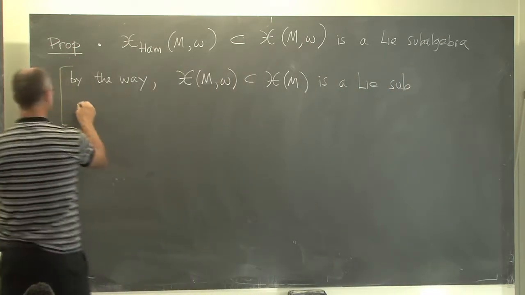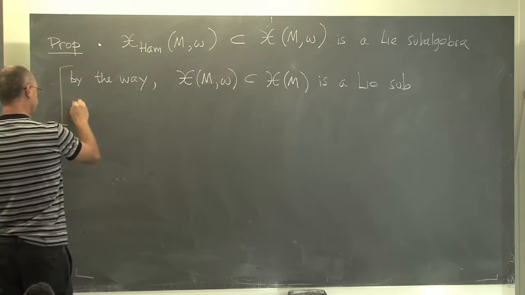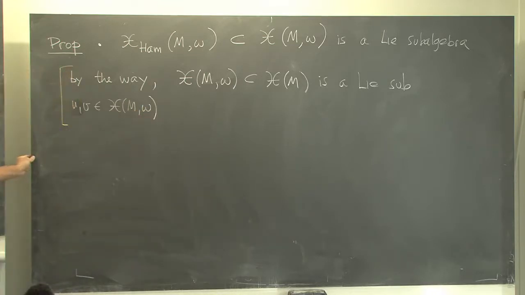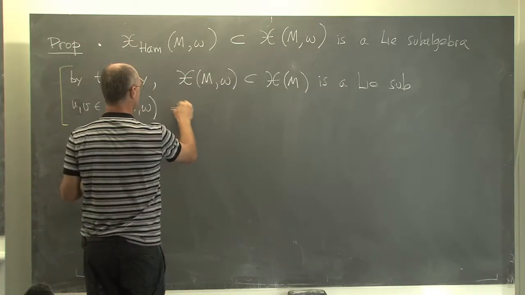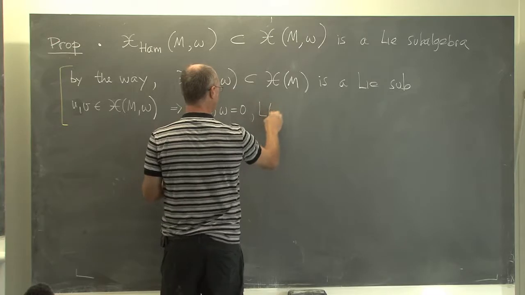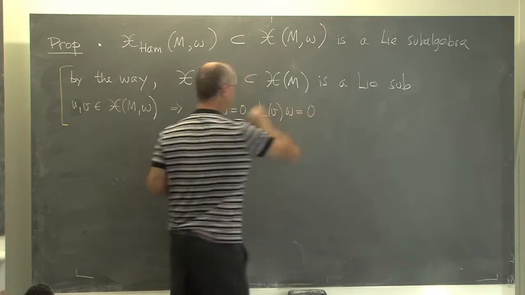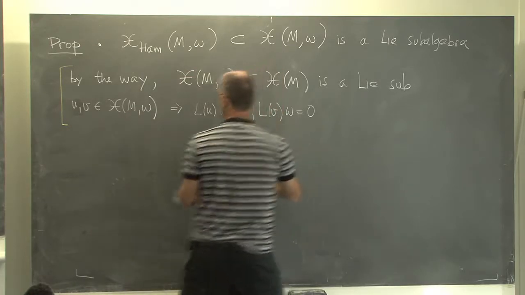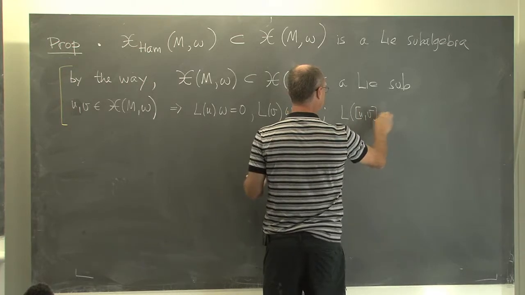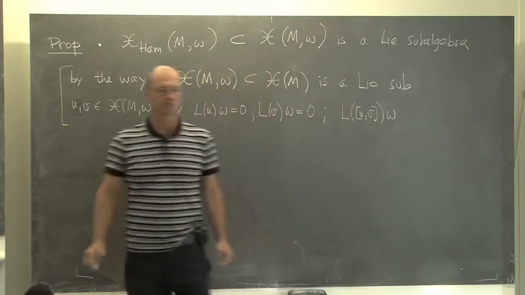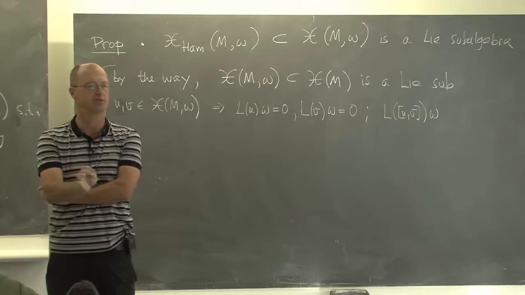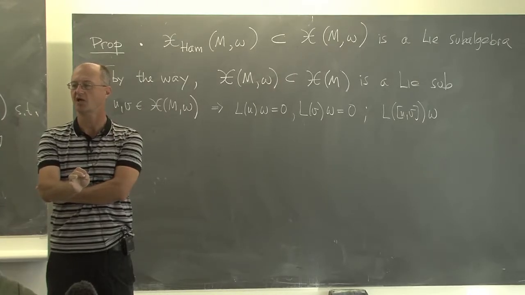So suppose we have U and V which are symplectic. This means L of U omega is 0, L of V omega is 0. And we want to know the value of L of [U,V] omega. So why is it 0? Of course, it's very easy, but make me happy. Tell me why.